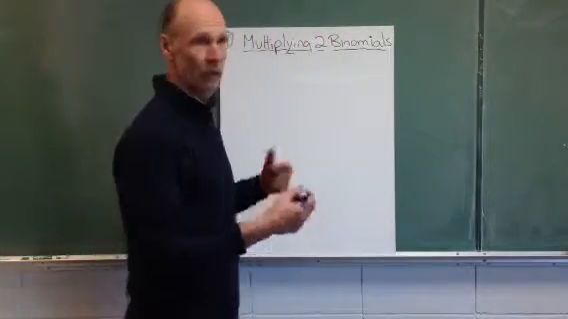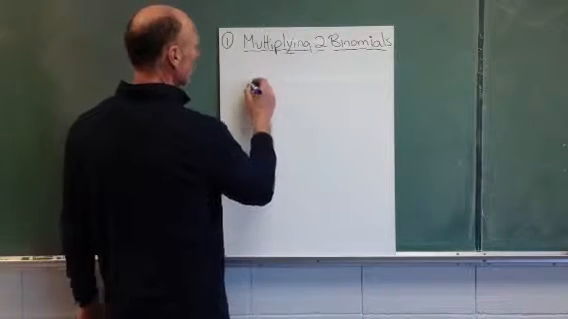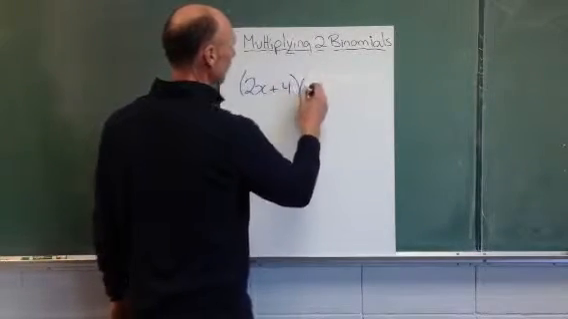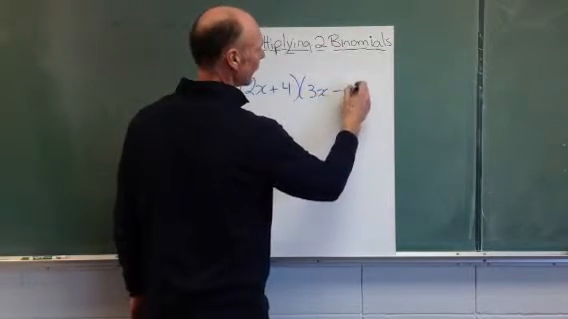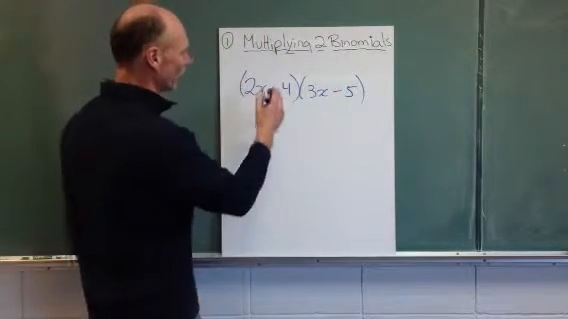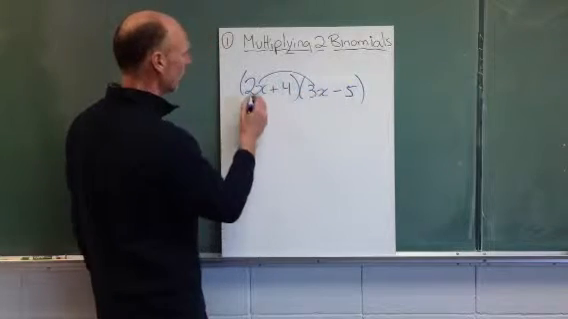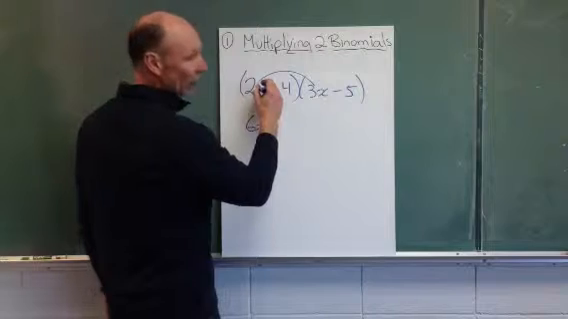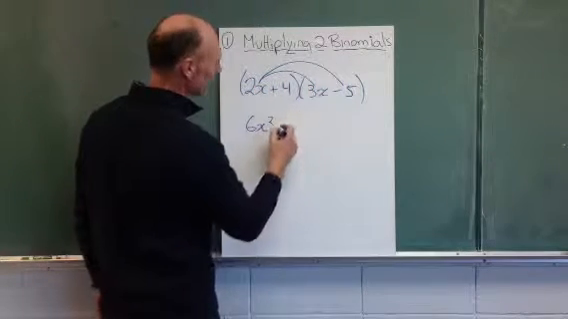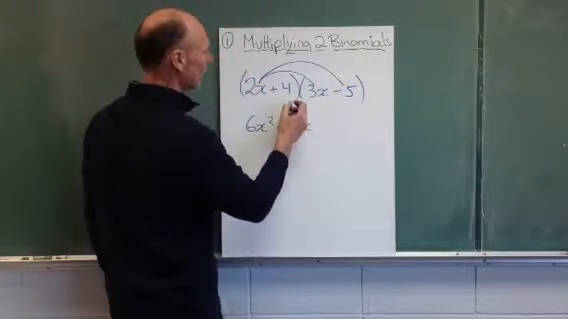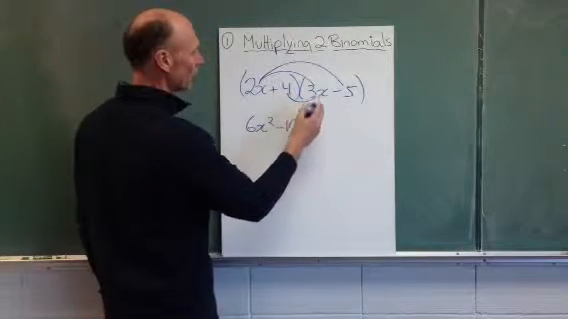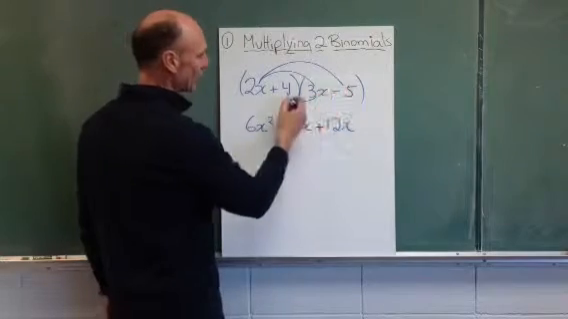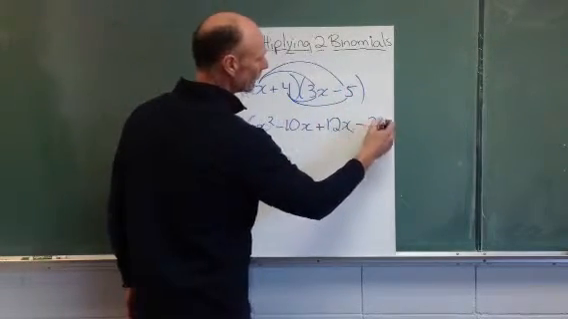I'll do a little bit more difficult one. I'll throw a minus sign in there as well. So, 2x plus 4 times 3x minus 5. Okay, so first the first terms. 2x times 3x is 6x squared. Then the outer terms. 2x times negative 5 is negative 10x's. Then the inner terms. 4 times 3x's is positive 12x's. And finally the last terms. 4 times negative 5 is negative 20.